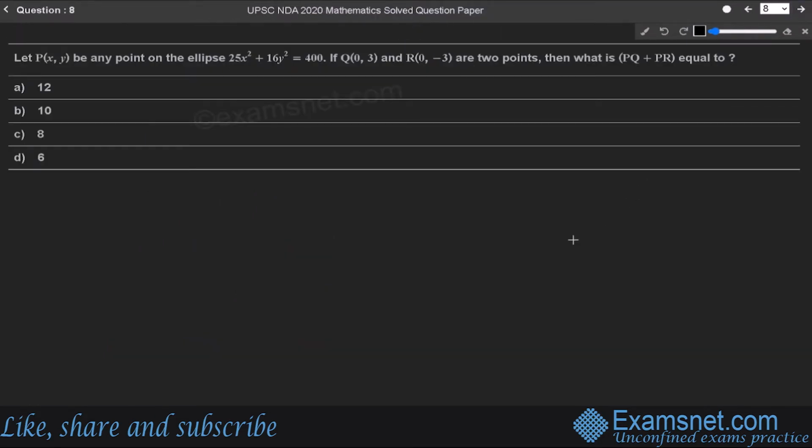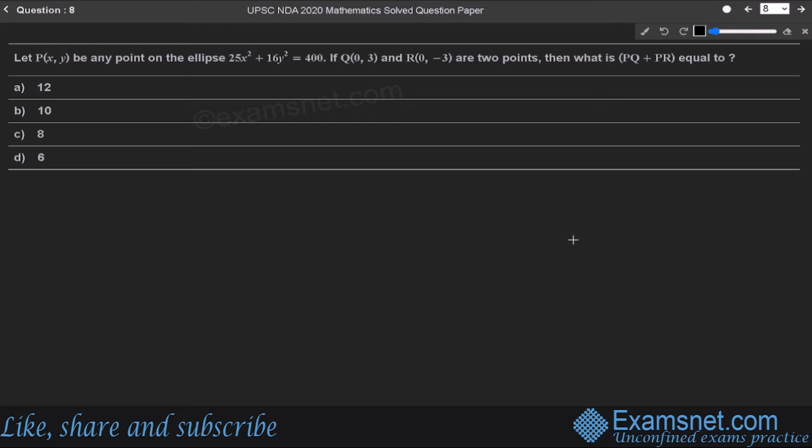Next question is, if P(x, y) be any point on the ellipse 25x square plus 16y square equals 400, and Q(0, 3) and R(0, -3) are the two points, then what is PQ plus PR equal to? Let us first draw the ellipse.